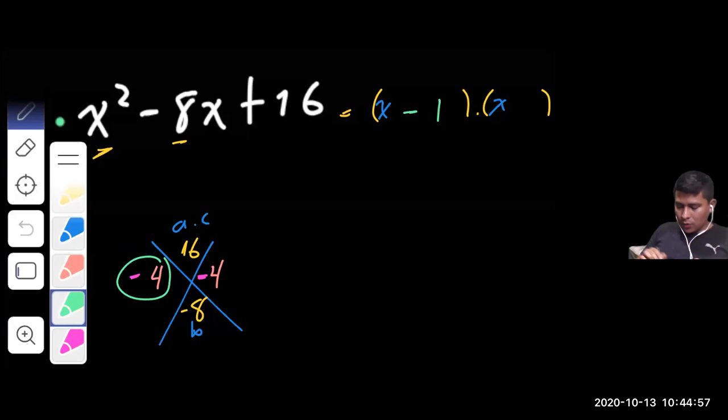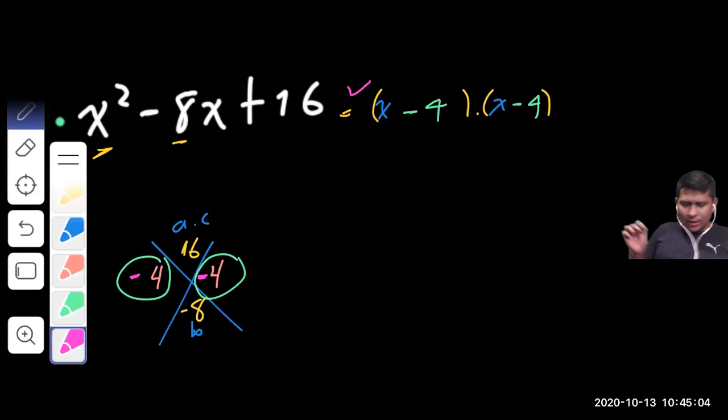-4, okay, -4. And the other one is -4. And this is the answer. This is extremely right. Okay, perfect. X minus 4, x minus 4. I don't like to see it like that. Simplify it. Okay, I need to simplify it. Okay, x minus 4.